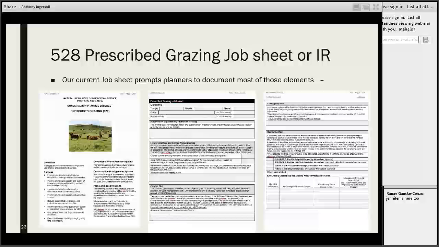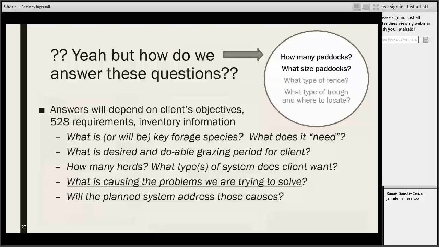And we're going to go through this in a little more detail further on in this webinar as we keep working through this example. So okay, all of that is well and good, but we didn't answer these questions yet, right? How many paddocks and what size paddocks and all that stuff. Well, the answers are going to depend on the client's objectives, the 528 requirements, and our inventory information.